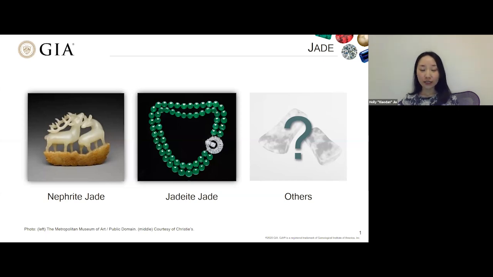So traditionally, the term jade refers to two types of mineral aggregates: jadeite jade and nephrite jade. But besides these two minerals, some other types of materials could also be sold as jade in the market. So to identify these jade simulants, we will have to not only look into their physical properties or the appearance, but also rely on some more advanced testing methods.